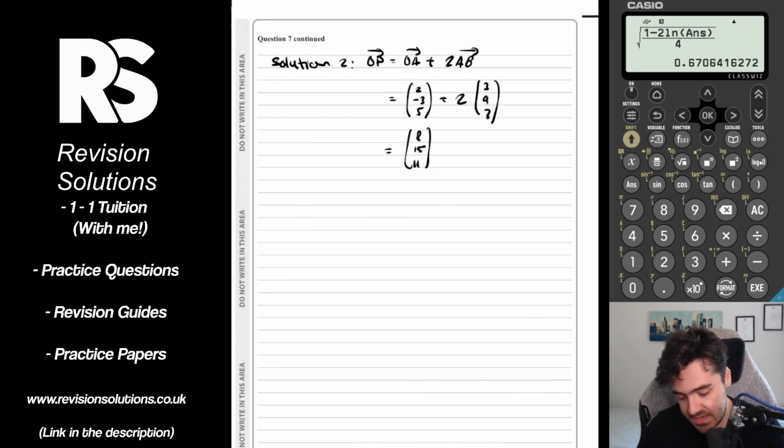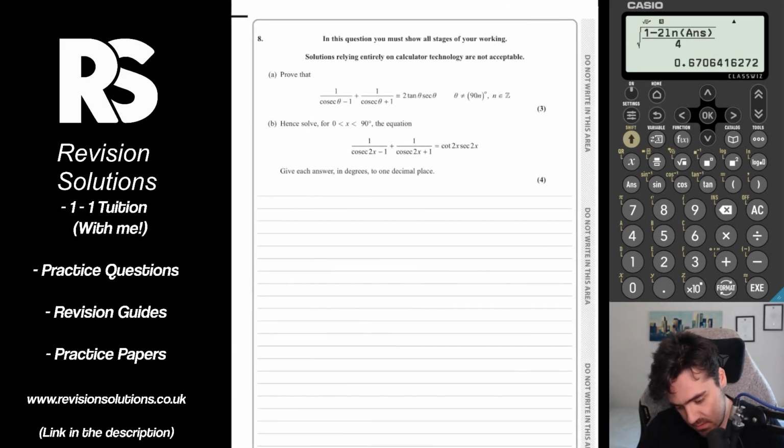Moving on to question 8. We've got a trig identity to prove. So we need to show that the left-hand side equals the right-hand side. So the first thing I'll do is, on the left-hand side, we've got two fractions, or two terms. And on the right-hand side, it's all one term, because those things are multiplied together. So a good idea would just be to combine the fractions, actually make it all one term.